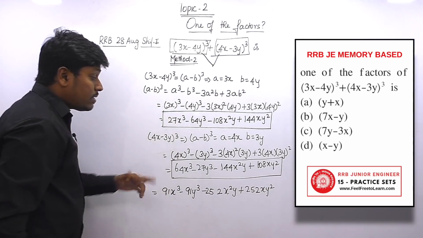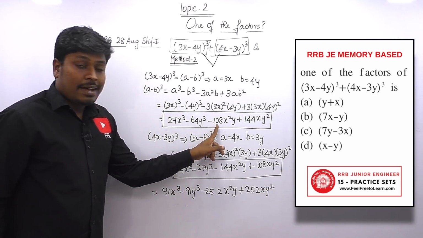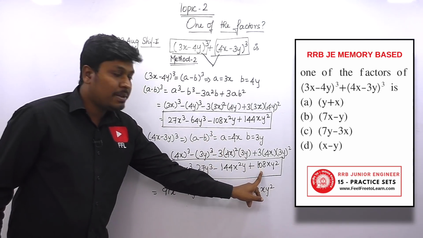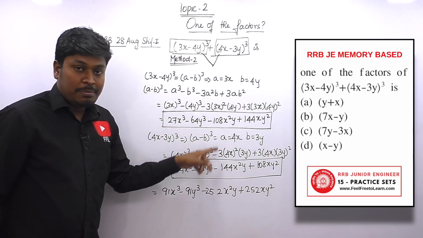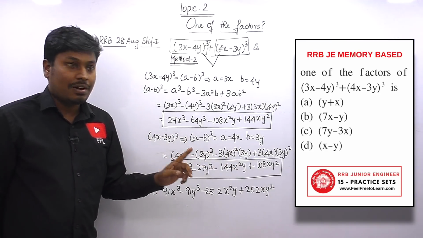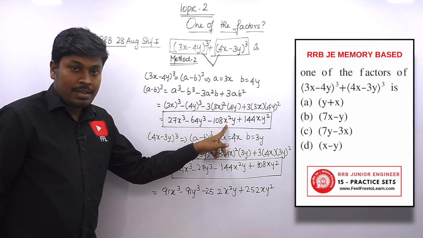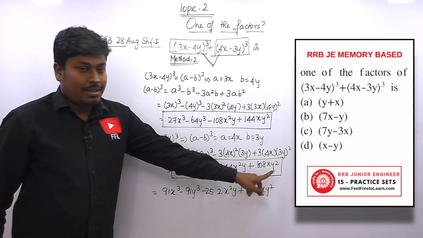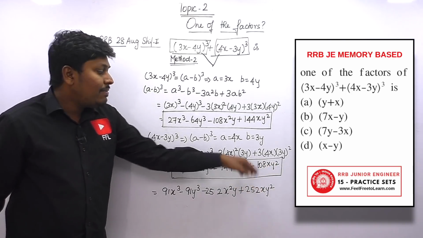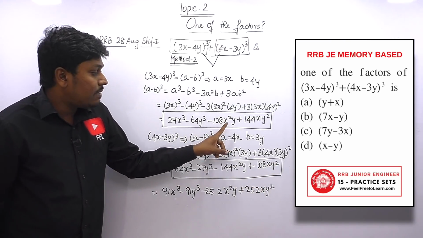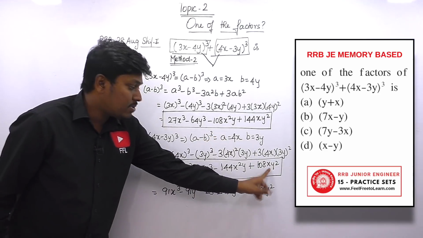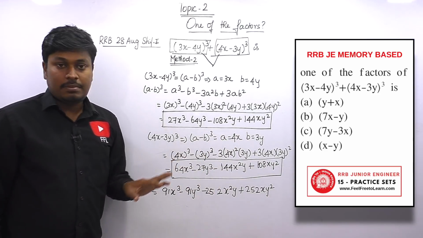Listen carefully. What some students used to do is, here we are having minus 108, here we are having plus 108. They used to cancel this. Beginners will cancel both the terms. No, it is wrong, because here we have x square y, but here we have xy square. If here also we had x square y, then we could cancel it. But look at the values carefully, here x square y and here xy square. So we can't cancel both the terms.